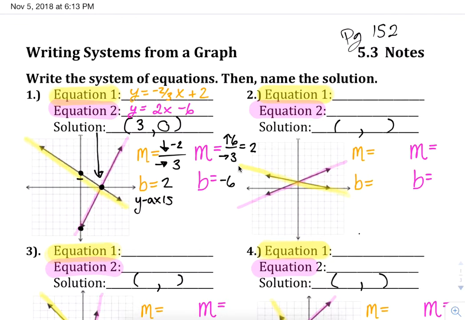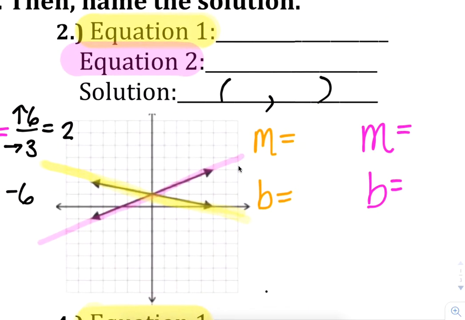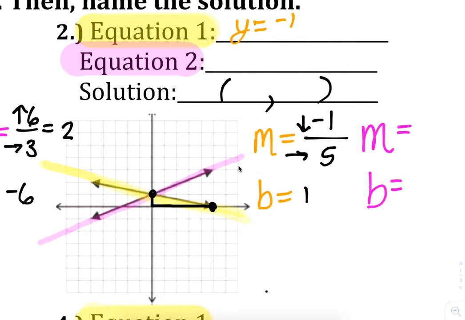Okay. All right, problem number 2, first equation. My first equation is going to begin at 1 on the y-axis. That's my yellow one. And its slope is going downhill. So I'm going down and to the right. Let's see how far. Down 1, right 5. So down 1 is negative, to the right 5. My first equation is going to look like y equals negative 1/5 x plus 1. Let's move on to the pink equation.